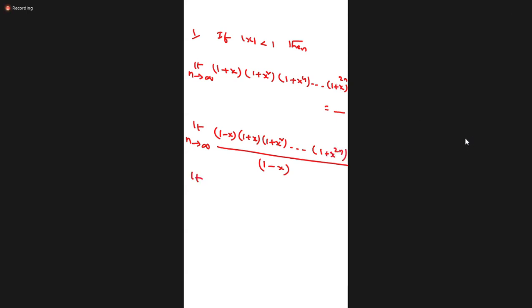In the numerator, see, 1 minus x into 1 plus x gives 1 minus x square, a plus b into a minus b. Next, 1 minus x square into 1 plus x square gives 1 minus x power 4. Like that it continues. At last you will get 1 minus x power 2n into 1 plus x power 2n, which is 1 minus x power 4n, by 1 minus x. Clear?